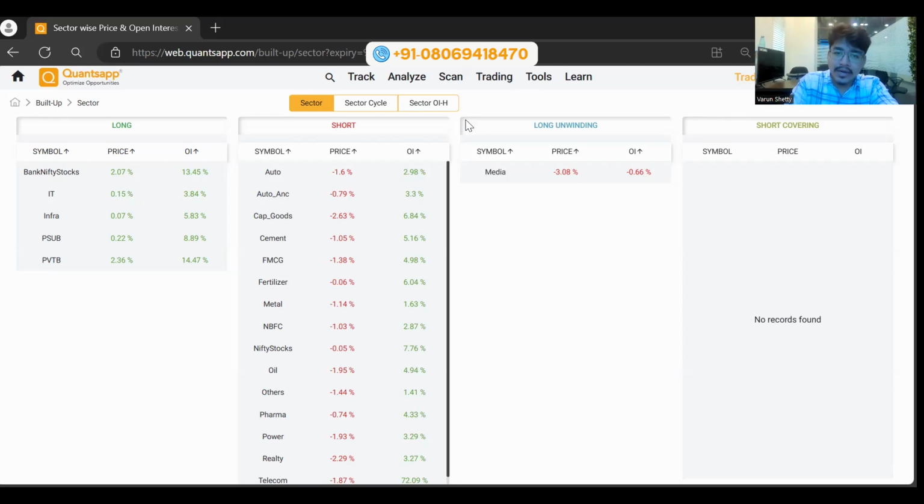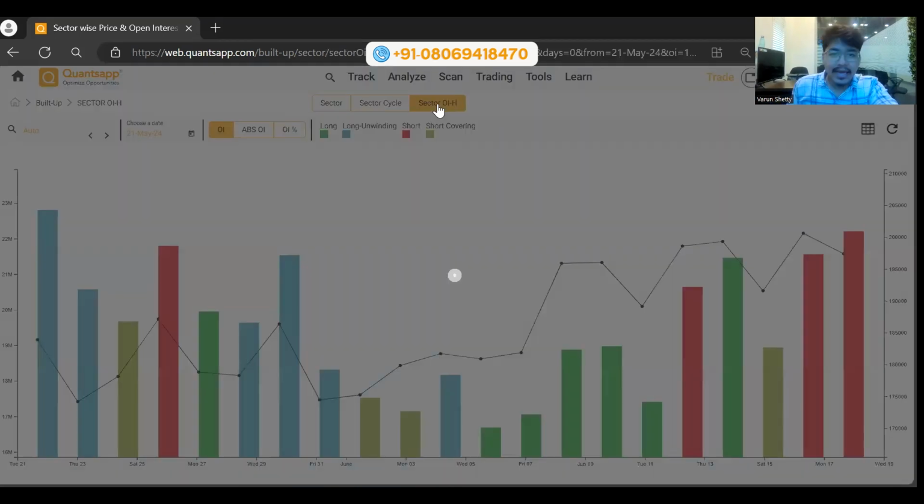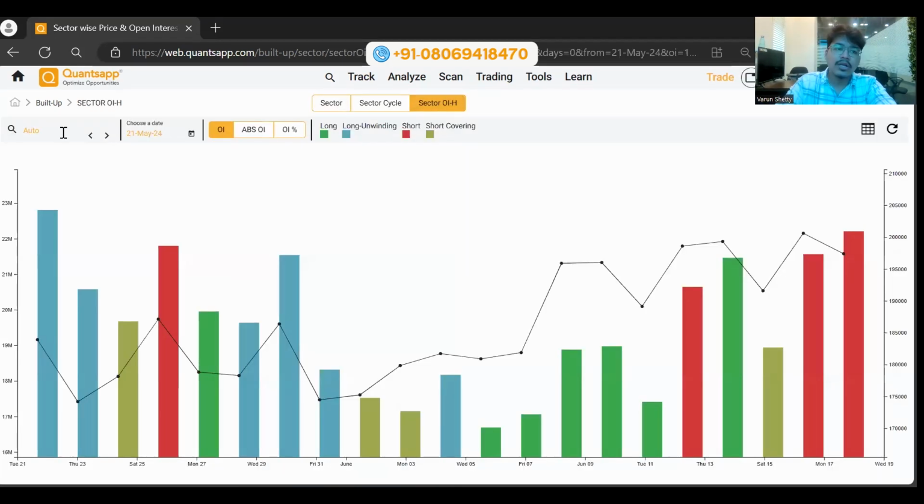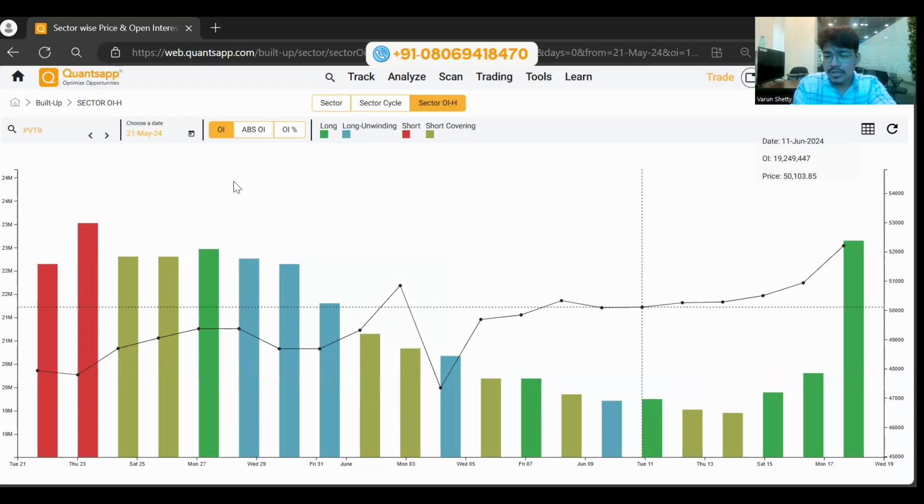What I normally look at is sector OI, the same thing we saw on Nifty. So let's look at maybe private banks, just for example. Okay, private banks, you can see currently there is long and long unwinding. So majorly green and blue color is dominant. There are some yellows, but the overarching trend is bullish on private banks.